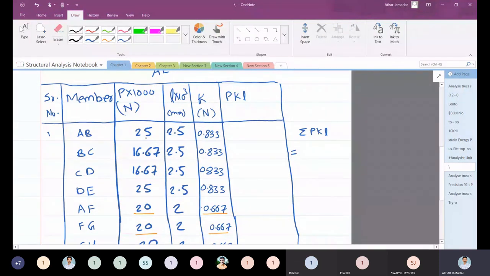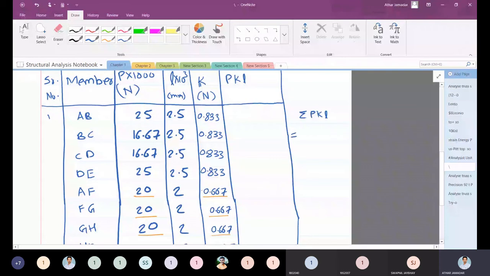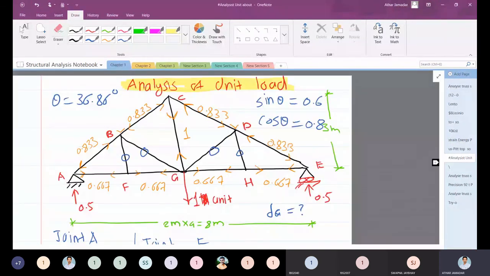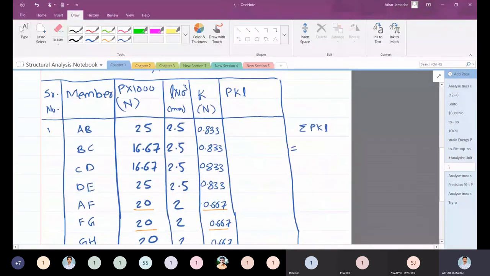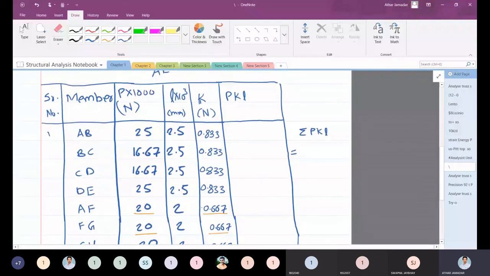Okay, and now here K is nothing but these forces, these unit forces, whatever we have calculated. So that I have listed down here, forces K. And remember, now these are the unit forces. So we don't need to apply any type of multiplication factor for these K values. So it should not be like 0.833 into 10 raised to 3. That should not be the case here. It is values of K, that means unit load of member forces, we have to take as it is.